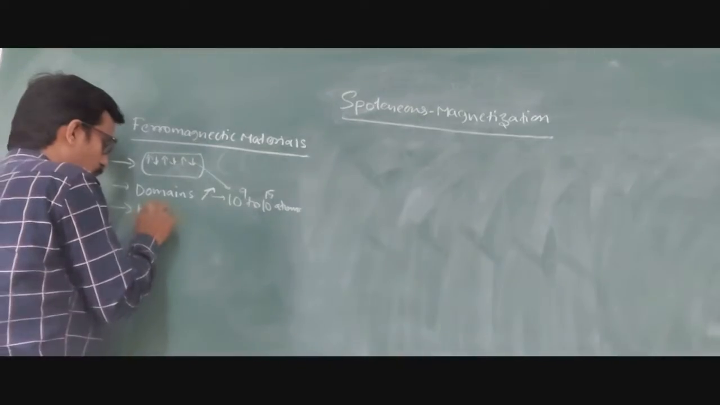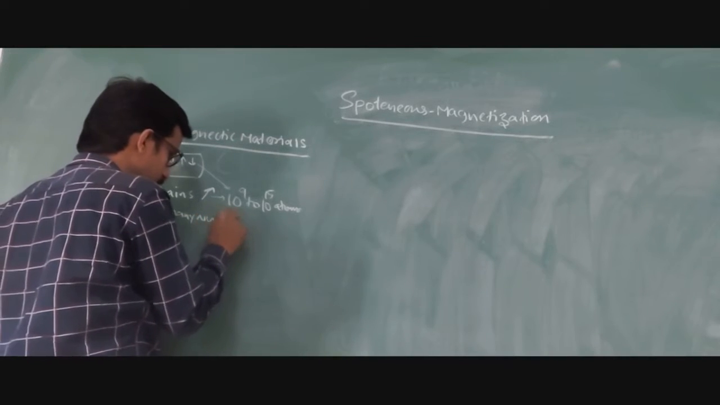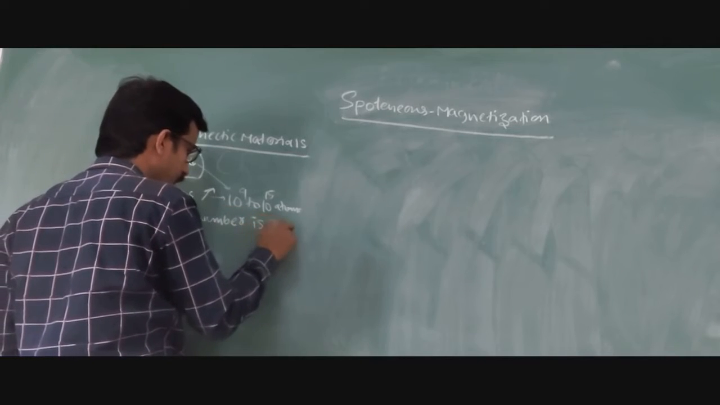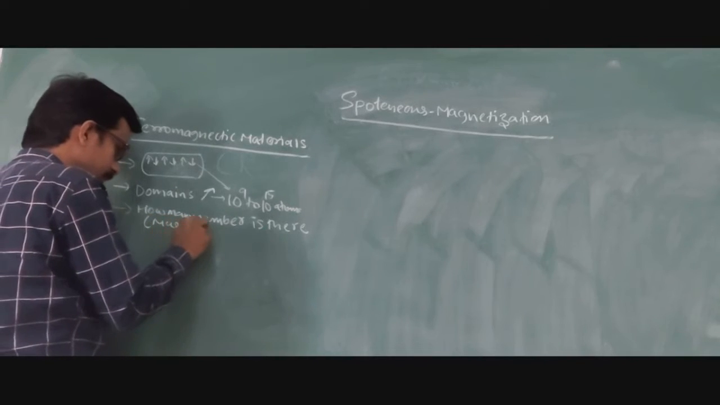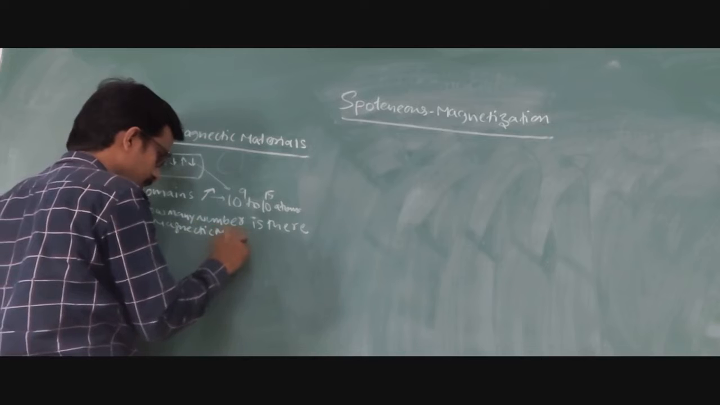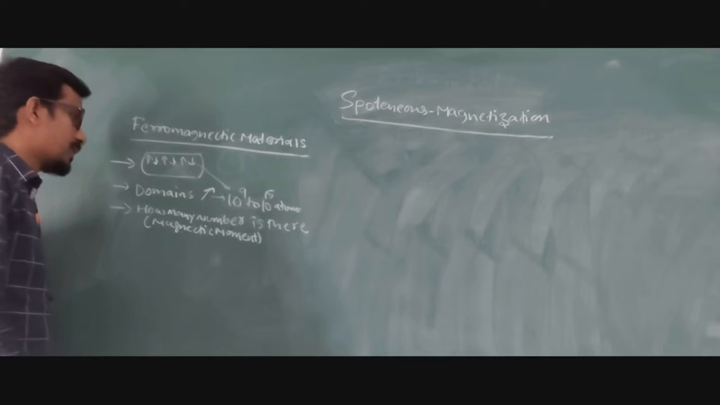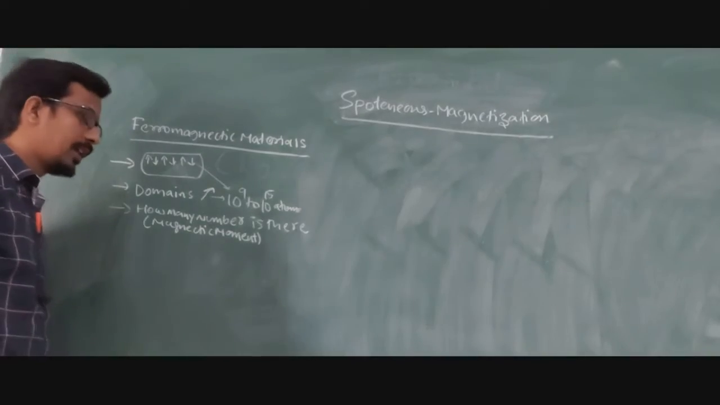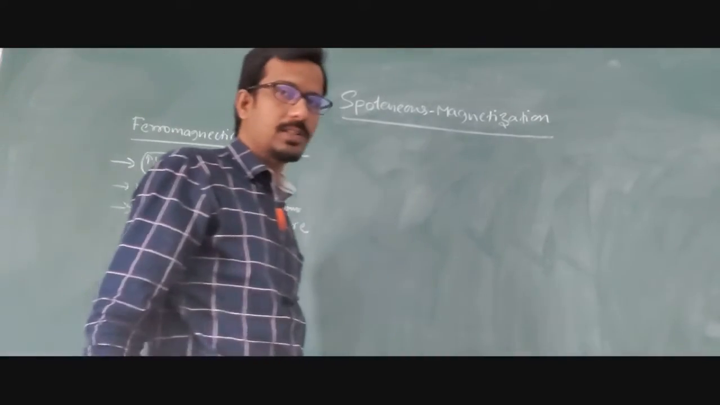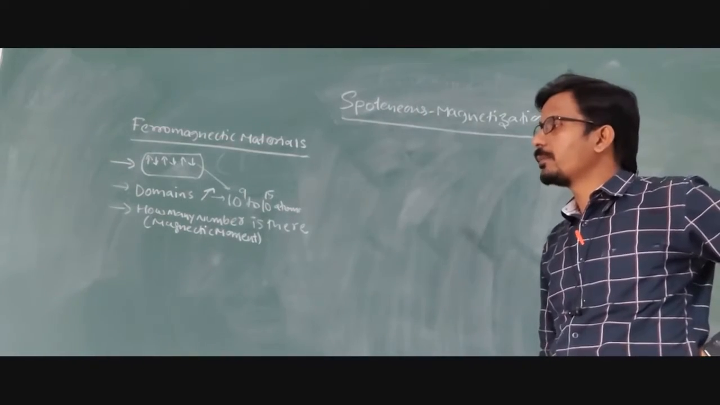Suppose we are having a material here. How many magnetic moments are present in that? Depending on that, we are getting the magnetic moments. Understood? Like that, we are having different forms and different contents in the overall ferromagnetic materials. Understood?